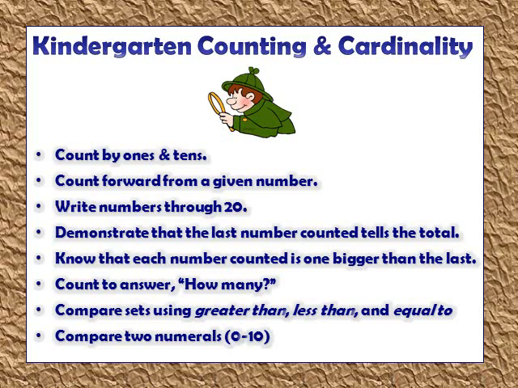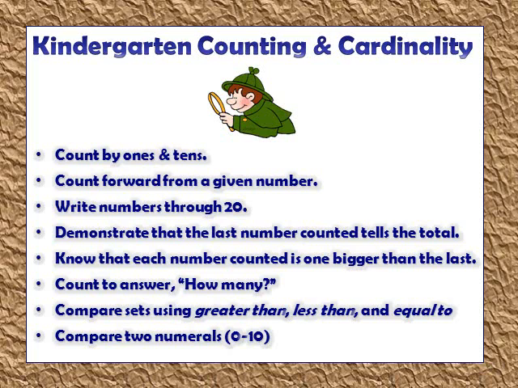Students must be able to write their numbers through 20. It is okay if students reverse numerals, so if they're writing the 3 backwards or the 4 backwards, that is okay at the kindergarten level, but they must be able to record the numerals 1 through 20. Students must be able to demonstrate that the last number counted tells the total. So if the student is pointing as they're counting 1, 2, 3, 4, when they point to 4, they realize that that also tells the total number of that set.